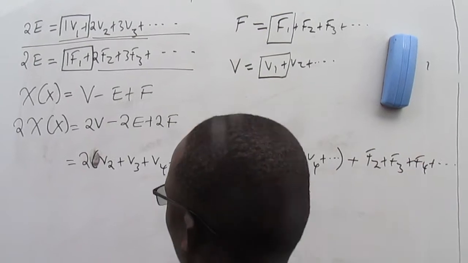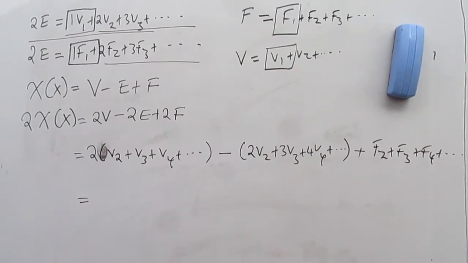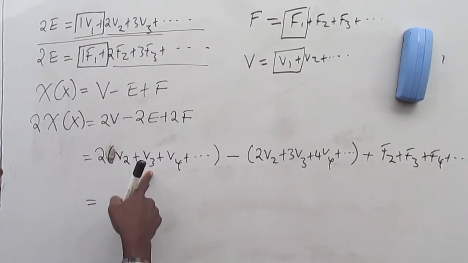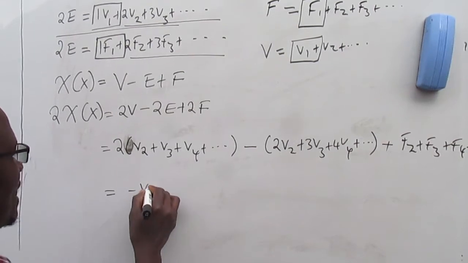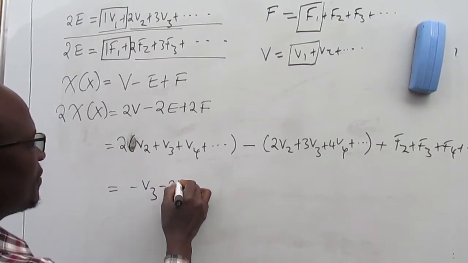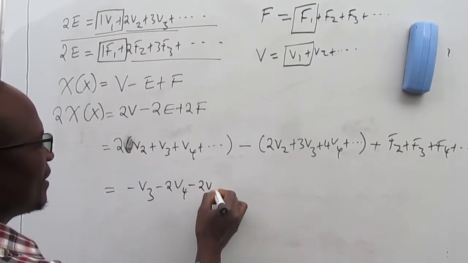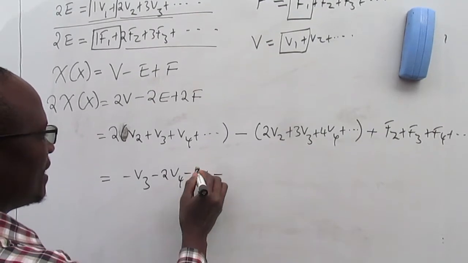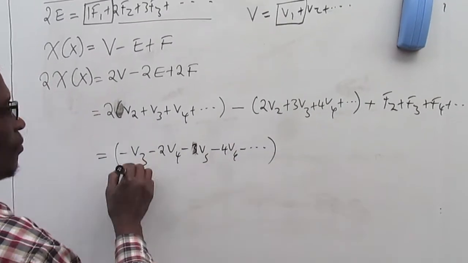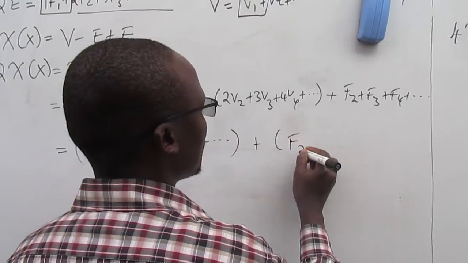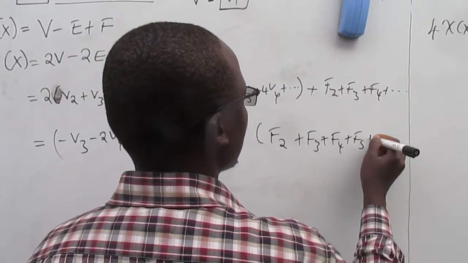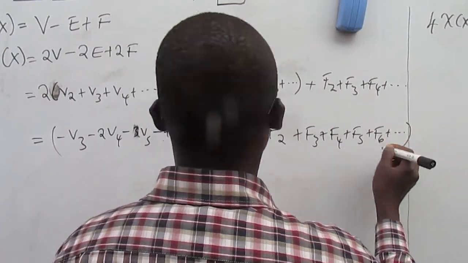2V2 plus 3V3 plus 4V4 and so on, and then the number of faces will be F2 plus F3 plus F4 and so on. So if we simplify this expression, this is 2V2 minus 2V2, which will give us 0. This is 2V3 minus 3V3, which will give us minus V3. 2V4 minus 4V4, which will give us minus twice V4, minus thrice V5, minus 4 times V6, and so on. Together with this expression, F2 plus F3 plus F4 plus F5 plus F6 and so on.